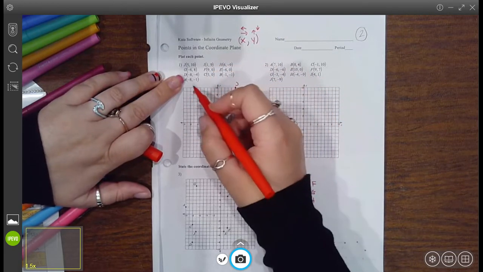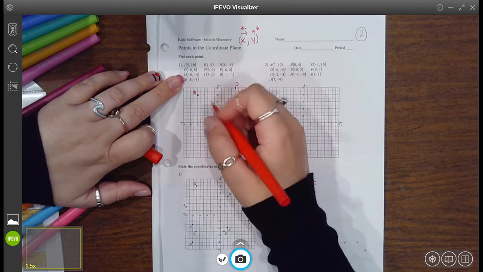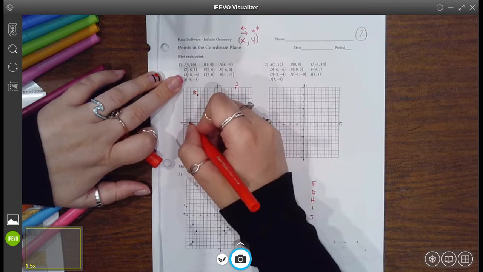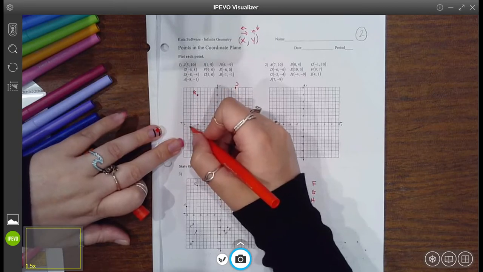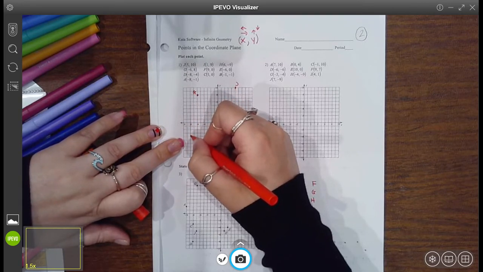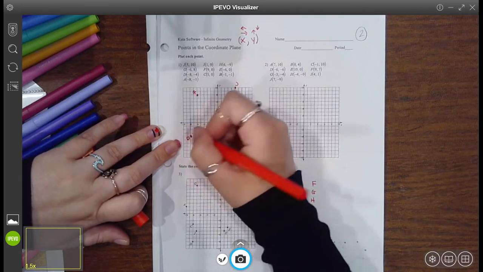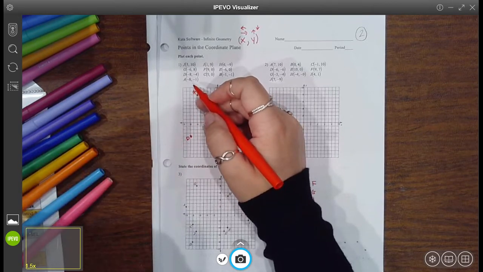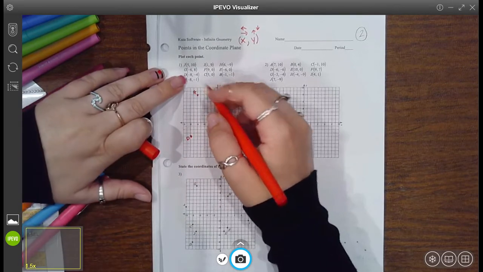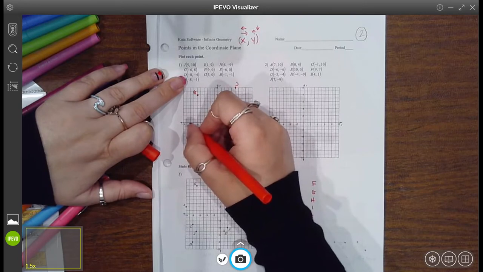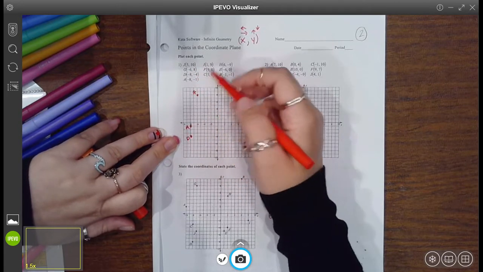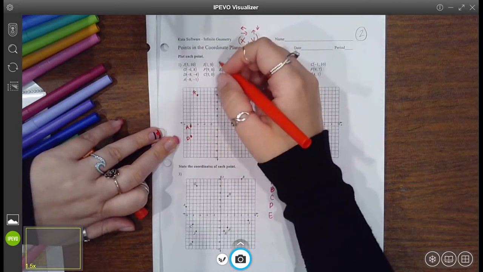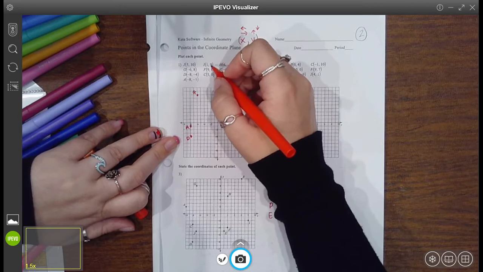Okay, D, first value is left or right. Since it's negative, it's going to go left 8. And then the second one is up or down. Since it's negative, I'm going to go down 1, 2, 3, 4, and that's D. Okay, then we have A, which is to the left, since it's negative, 8, and then down, since it's negative, 1, and that's A. Okay, now again, we've done quite a few together, so why don't you try some yourself? So pause it, try it, and then come back and join us.